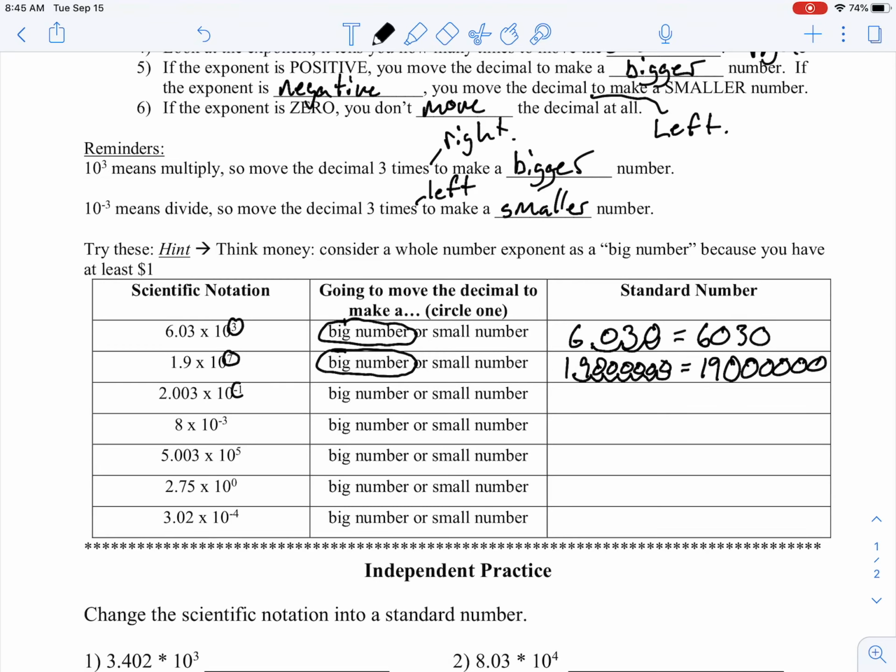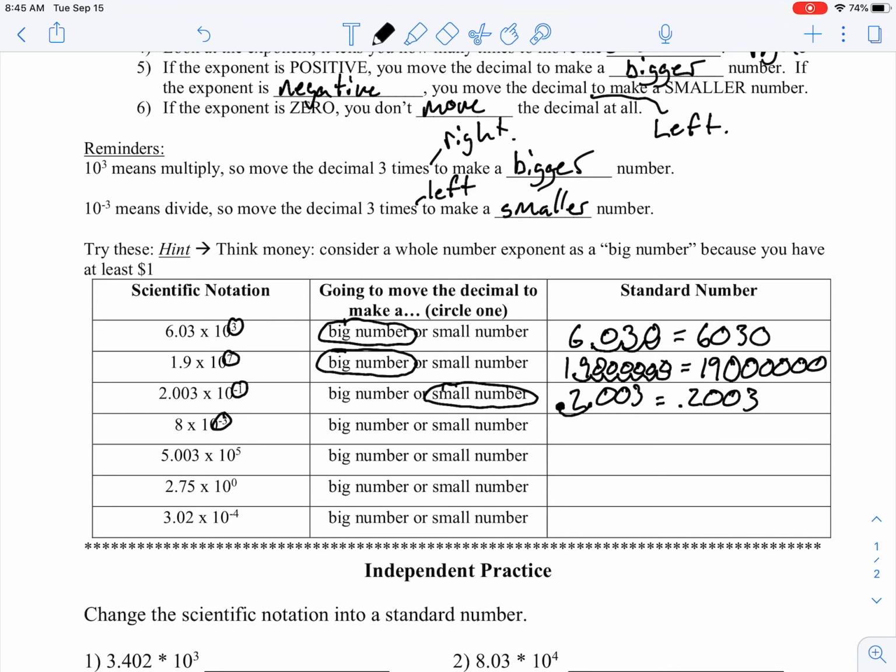Alrighty, once again we take a look at our exponent. It is negative, so we're moving our decimal place to the left to create a smaller number. So we'll start with our 2.003 that it starts us with there. The exponent of negative 1 means I'm moving my decimal place to the left 1 time. So that's where it will go. So this is going to be a smaller number than we started with. This will be 0.2003.